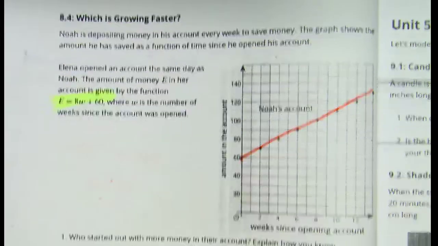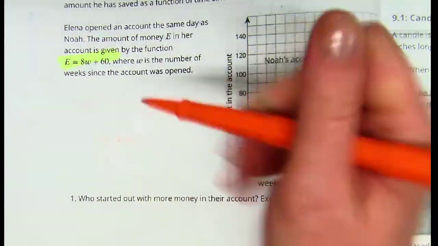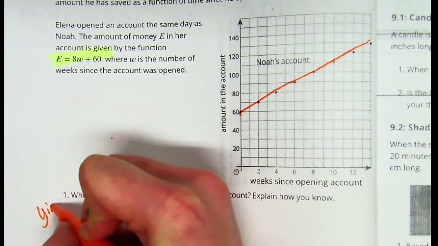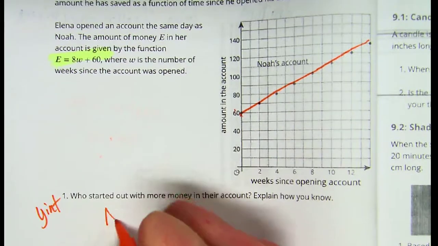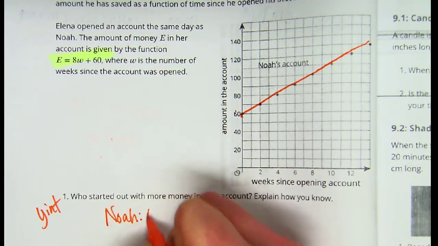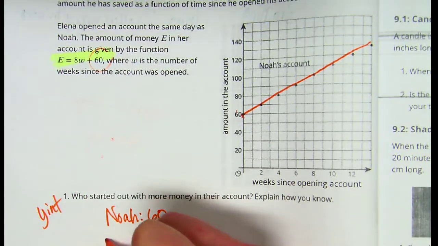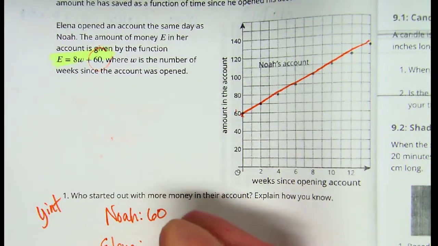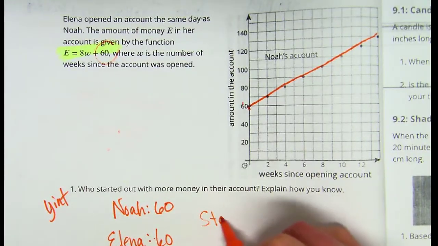Who started off with more money in their account? It's asking for the y-intercept. Noah's y-intercept is 60. Elena's y-intercept is also 60. Neither one started with more. They started with the same amount.